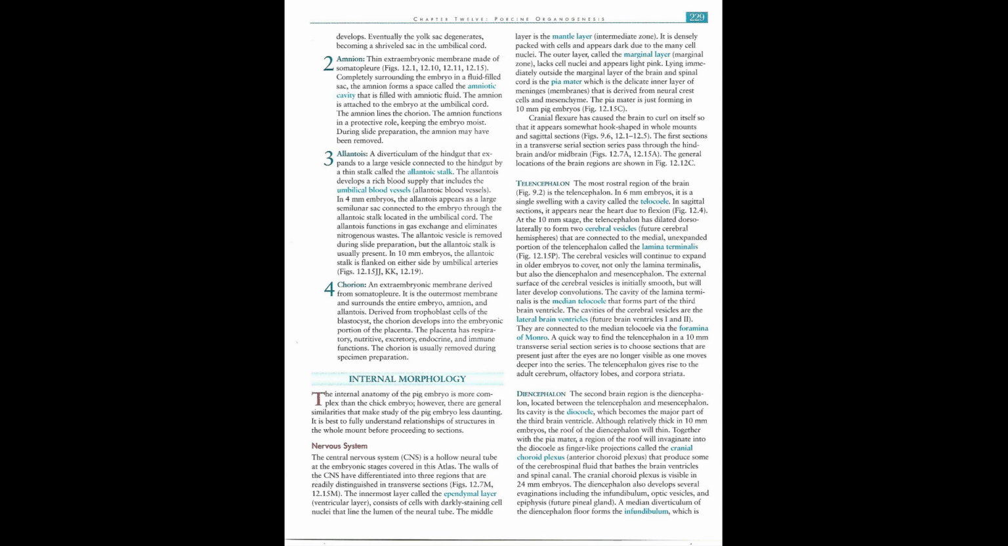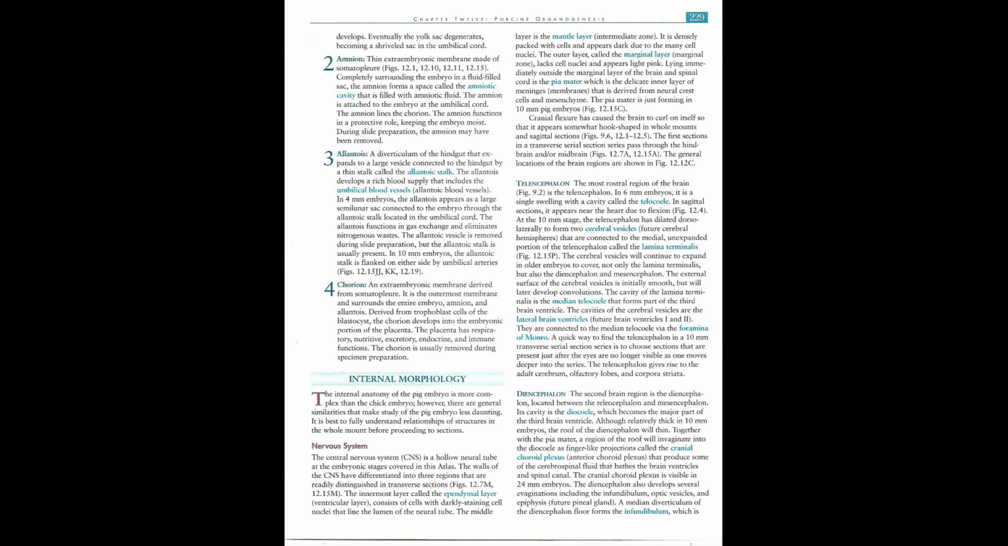Allantois, a diverticulum of the hindgut that expands to a large vesicle connected to the hindgut by a thin stalk called the allantoic stalk. The allantois develops a rich blood supply that includes the umbilical blood vessels, allantoic blood vessels. In 4 mm embryos, the allantois appears as a large semilunar sac connected to the embryo through the allantoic stalk located in the umbilical cord. The allantois functions in gas exchange and eliminates nitrogenous wastes. The allantoic vesicle is removed during slide preparation, but the allantoic stalk is usually present.